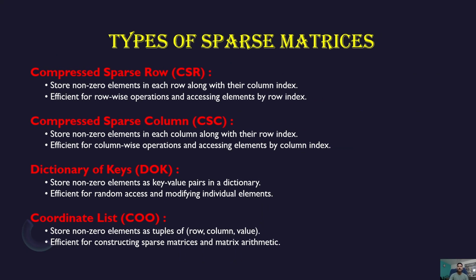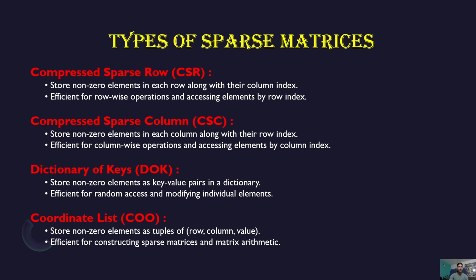Types of sparse matrices. Compressed sparse row: store non-zero elements in each row along with their column index. Efficient for row-wise operations and accessing elements by row index. Compressed sparse column: store non-zero elements in each column along with their row index. Efficient for column-wise operations and accessing elements by column index.